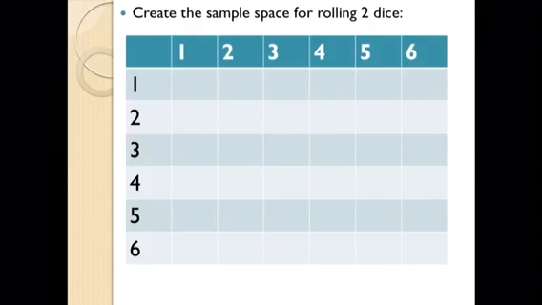In class yesterday, I mentioned creating a 2D grid to create a sample space. Here's an example where that's going to be helpful. We have a 2D grid for rolling 2 dice. The columns represent rolling the first die, versus our rows, which represent rolling the second die. By combining all this together, we get all the possible combinations.